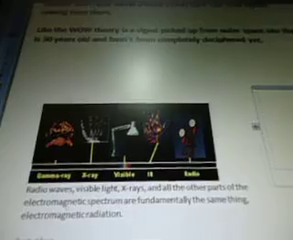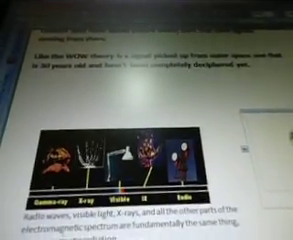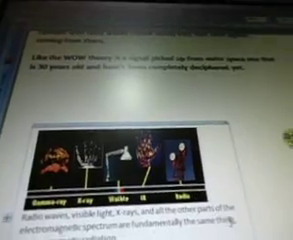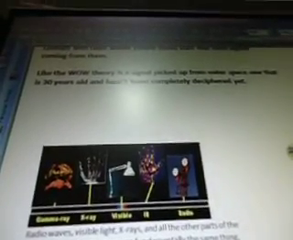And then over here I've got pictures of stuff that I found out. Gamma ray, X-ray, visible, and then radio. Radio waves, visible light, X-rays, and all the other parts of the electromagnetic spectrum are fundamentally the same thing, electromagnetic radiation. So the EM spectrum came up, and that's what they read to find out if it's a planet or not.